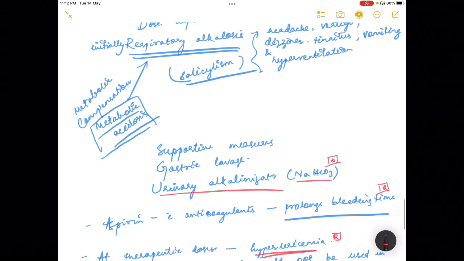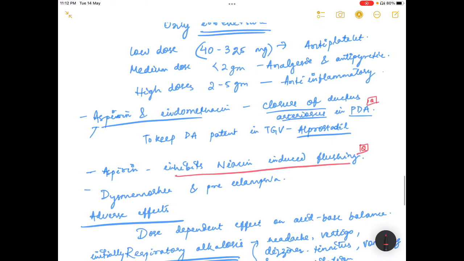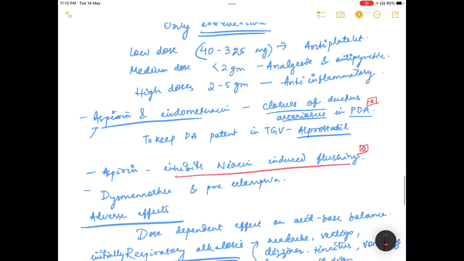Okay, you need to remember this also, that aspirin inhibits the niacin-induced flushing and is used for the closure of ductus arteriosus in patent ductus arteriosus. And what is the antiplatelet dose of aspirin? It is the low dose aspirin which is given as an antiplatelet drug.